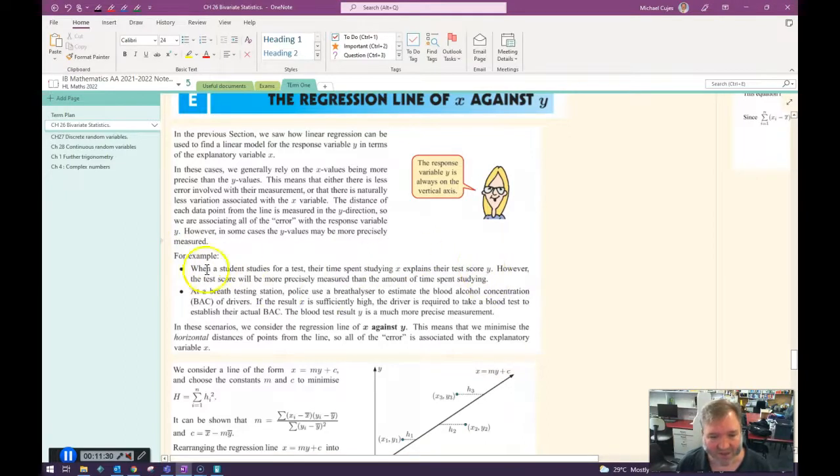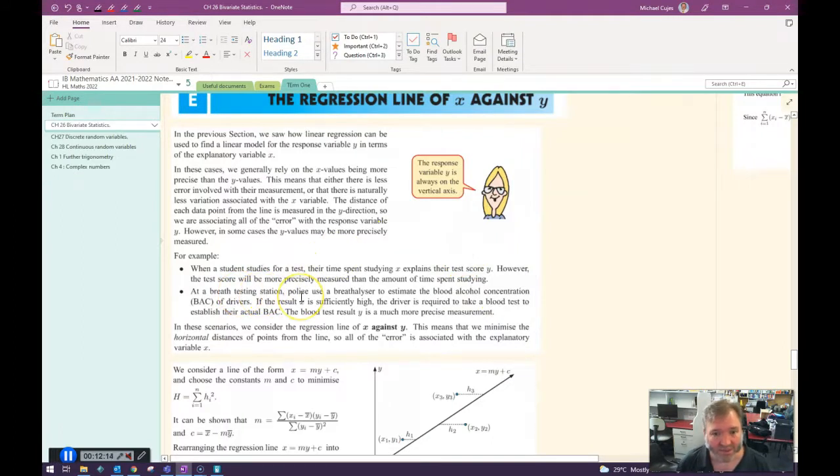There's a couple of examples here that I think explain it well. For instance, when a student studies for a test, the time spent studying explains their test score. They're correlated to a degree. It's not the only determining factor clearly, but there is a correlation there. The test score, however, is going to be much more precisely measured than the amount of time spent studying, even though there may be minor variations when I'm marking one paper to the next, in awarding a half mark here or there. It's going to be a much more precise measurement than students estimating how much time they studied and how effective that study time was. What proportion of the time they allocated to study did they actually study? So in that particular situation, actually doing an x versus y would be a better way of doing it.